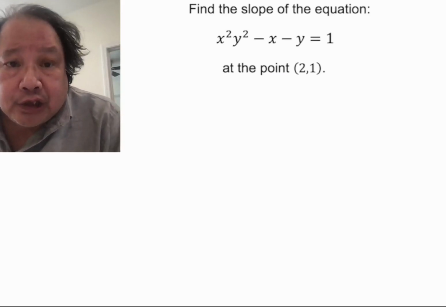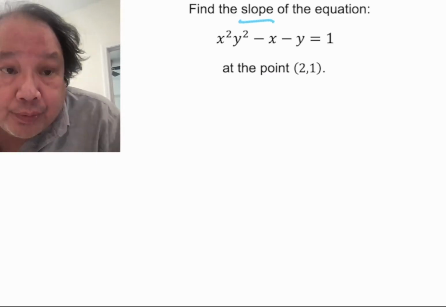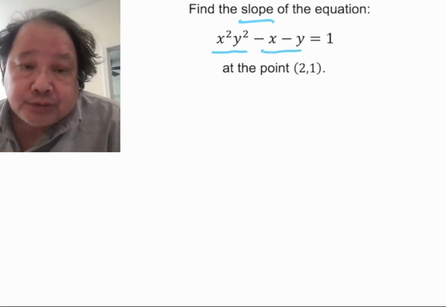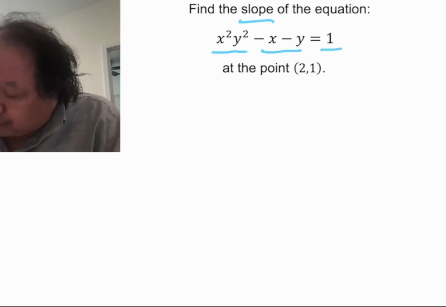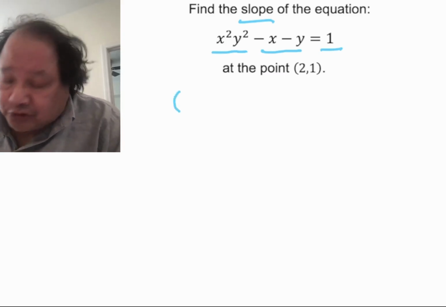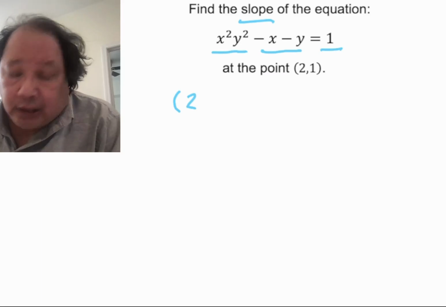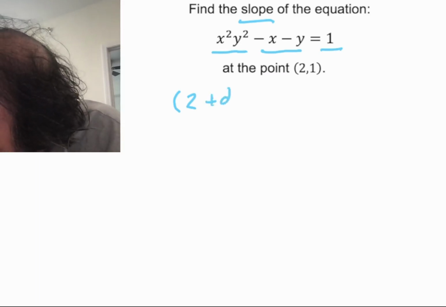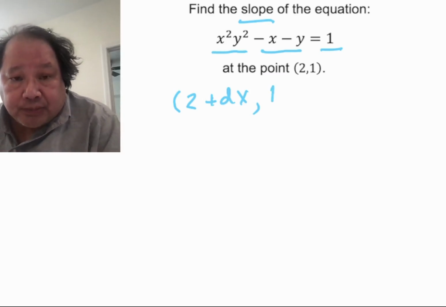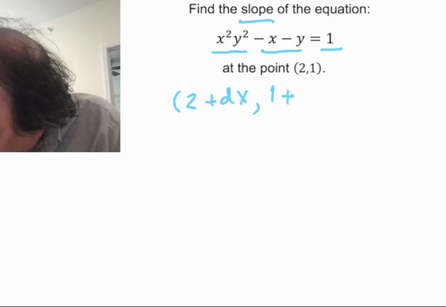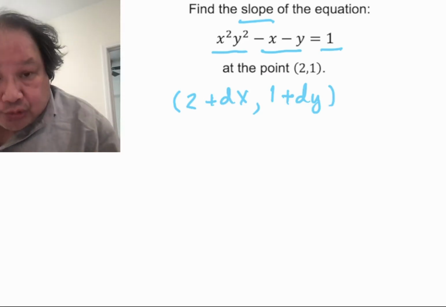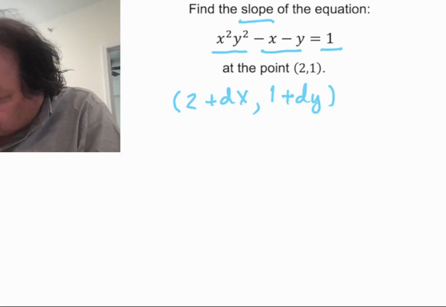Hi, in this video, we're going to find the slope of the equation x squared times y squared minus x minus y equals 1. What we're interested in is, if we take the initial value 2 for x and change it by a small amount dx, then the initial value y will change by a small amount dy.